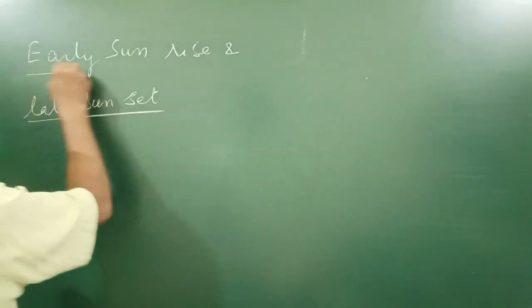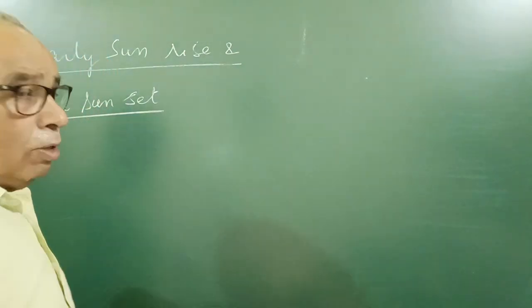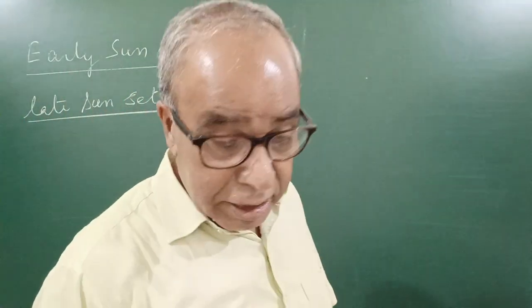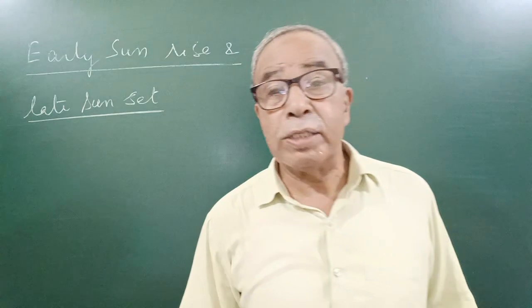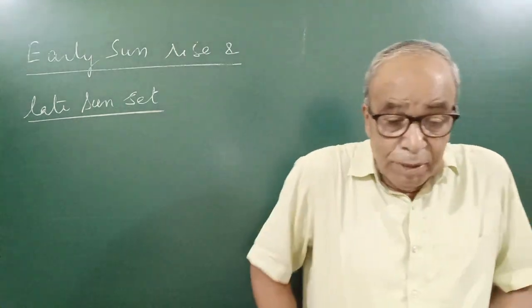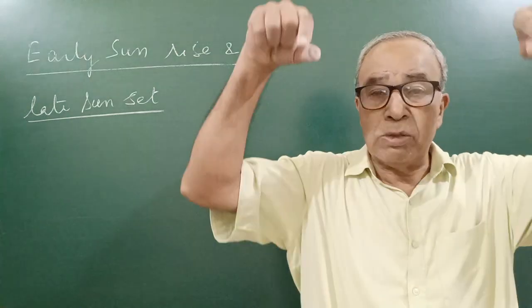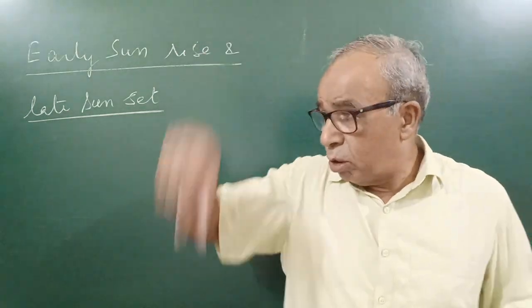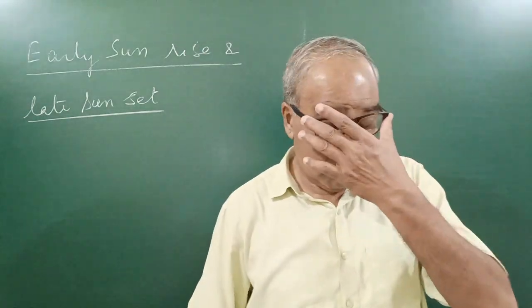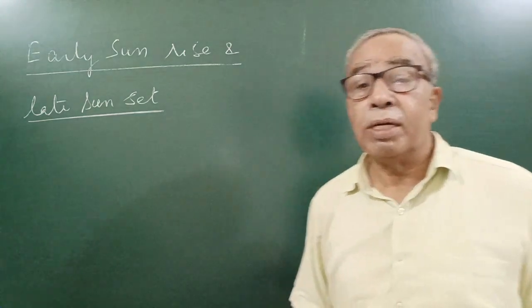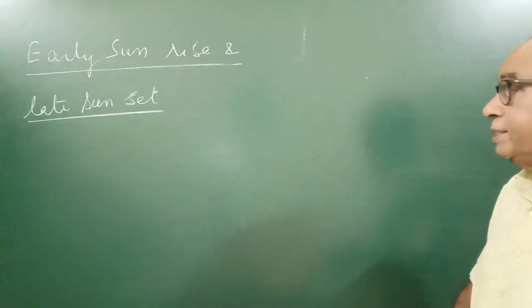Late sunset. Actually, what's the fundamental of sunrise? From where does the sun rise? Rise means to go up, dip means to go, set means to go down. Sunrise is with respect to what?